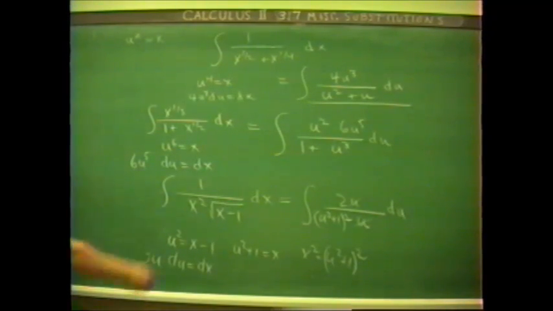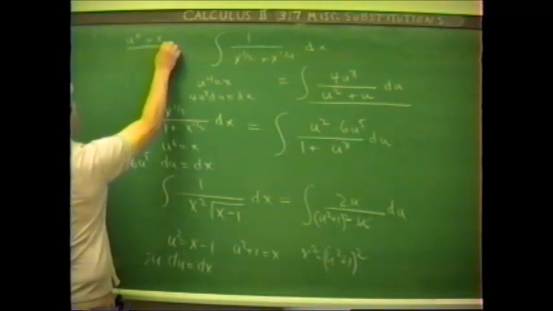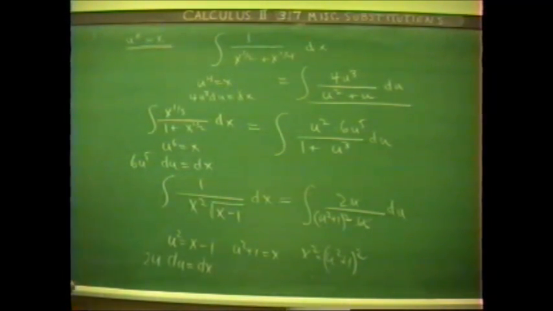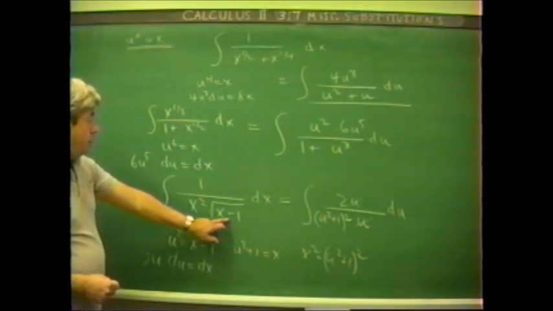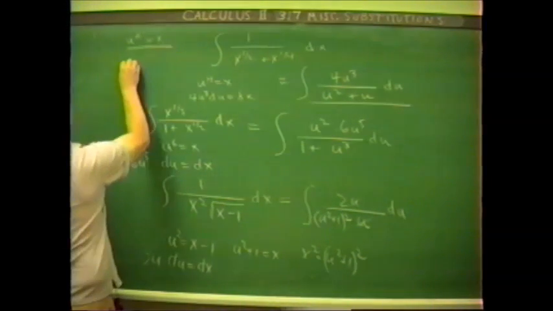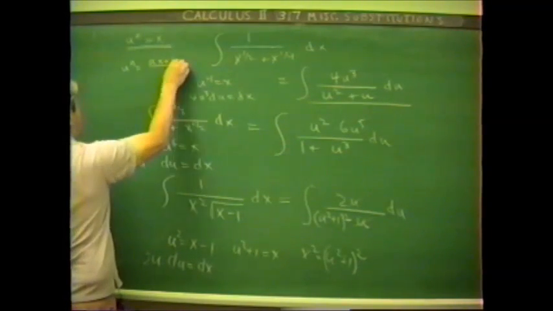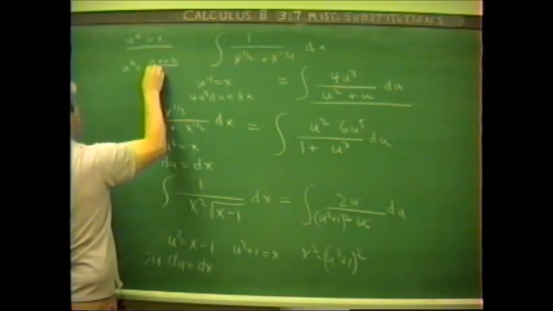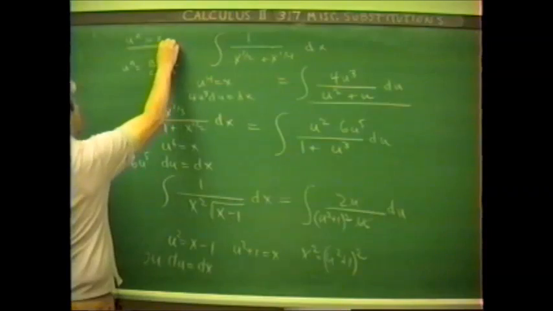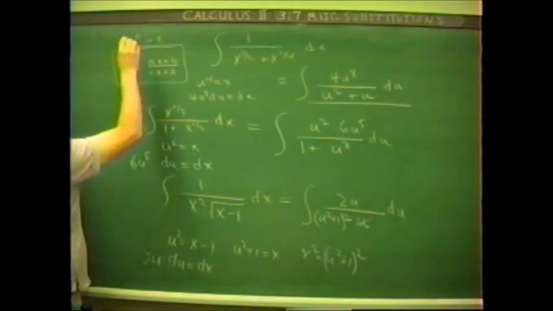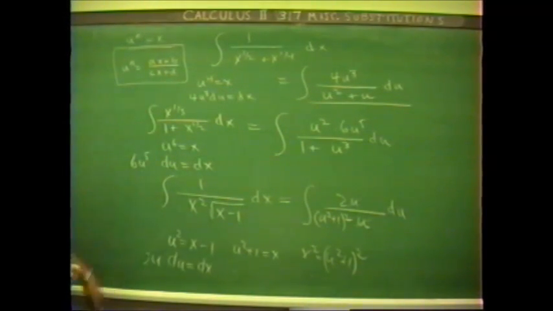Okay, so u to the n equals x, or in this case, u to the n equals ax plus b. Sometimes, for that matter, u to the n equals ax plus b over cx plus d, can simplify the given problem.